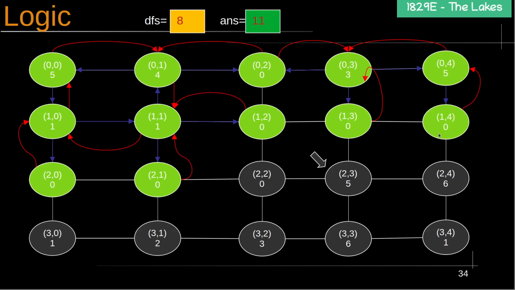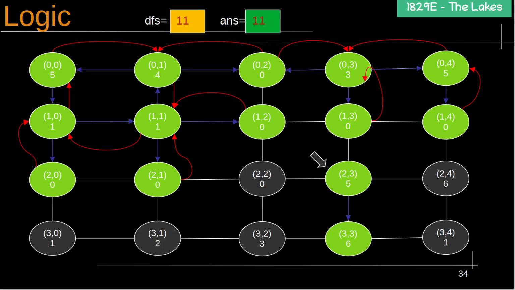We go to 2, 3. 2, 3 is not visited and is different to 0, it is equal to 5, as you see. So we can consider this a starting point for DFS, and we update the result of DFS to be 5. We can go down to 3, 3, which is equal to 6. So we add this to the DFS result. We mark it as visited and we add this.